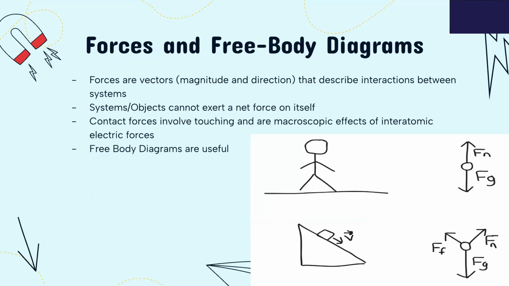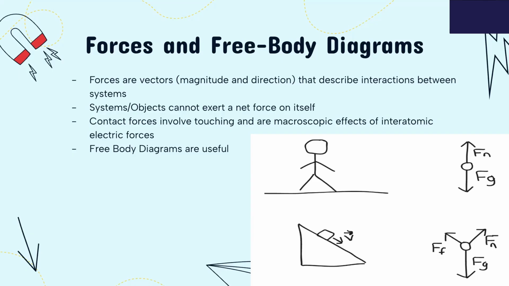Okay, so forces are vectors. That means they have magnitude and direction that describe interactions between systems. And a system or an object can never exert a net force on itself. It's just impossible because, if you push yourself one way, well, we'll go over it later, but essentially it's because of Newton's third law.